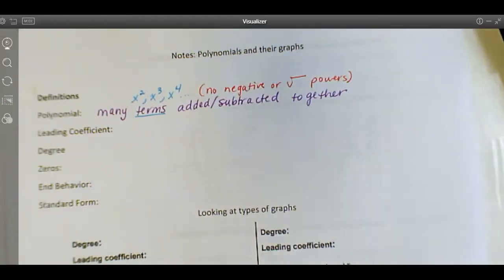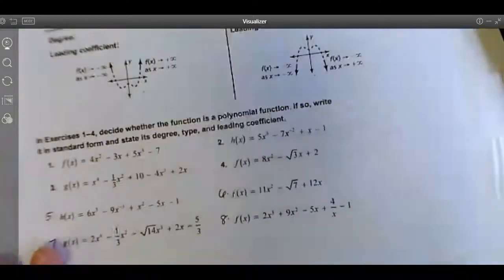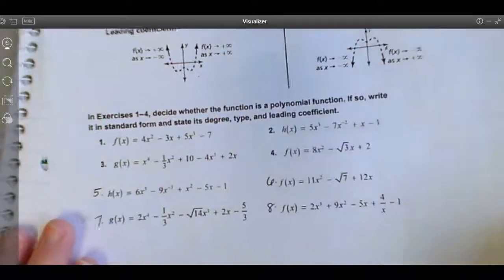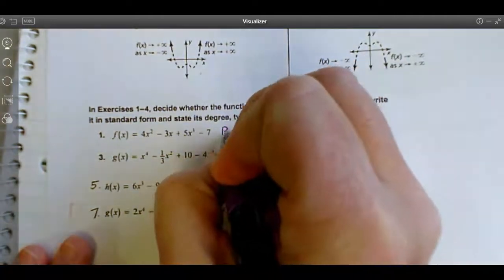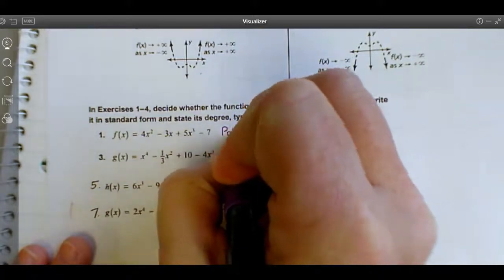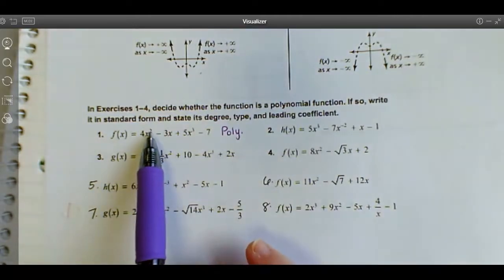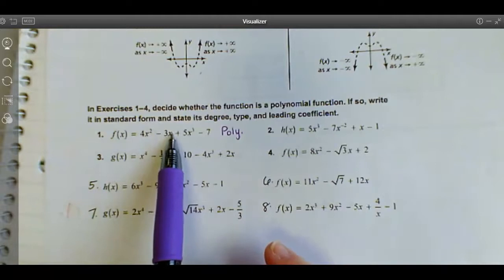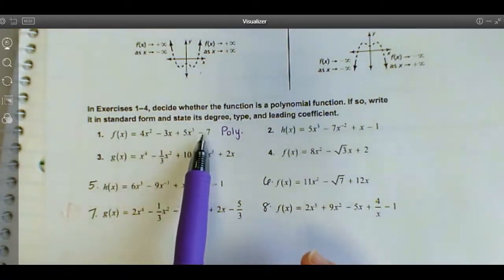Okay? So before we go on to the next definition, let's look down here on this 1 through 8. And I want to determine which of these are polynomials and which are not. Okay? I will tell you that number 1 is a polynomial. I'm just going to put a P beside of it, or maybe I'll write poly right there and just abbreviate it. Number 1 is a polynomial because we've got a squared, that's just an x, that's to the third, and that's just a number. That's just a bunch of things added, and there's no negatives, and there's no square roots.